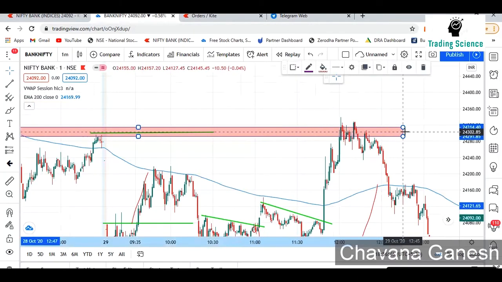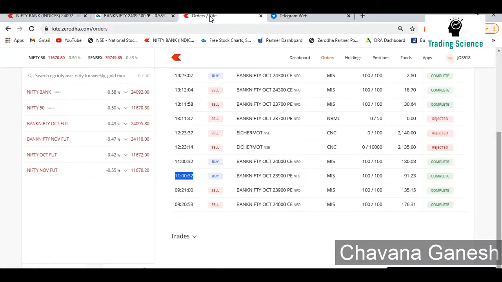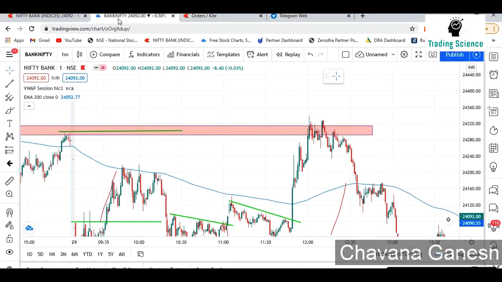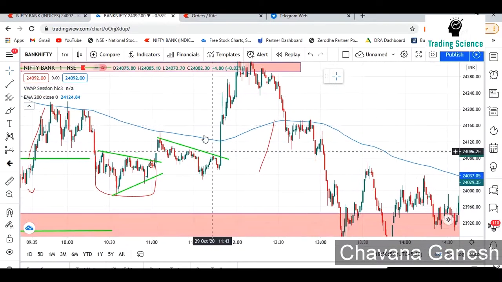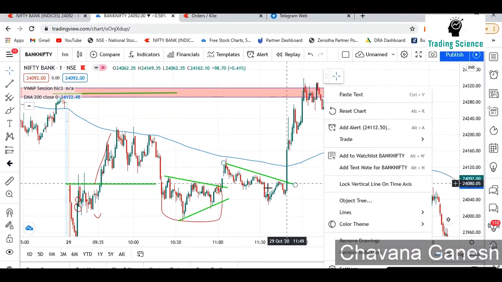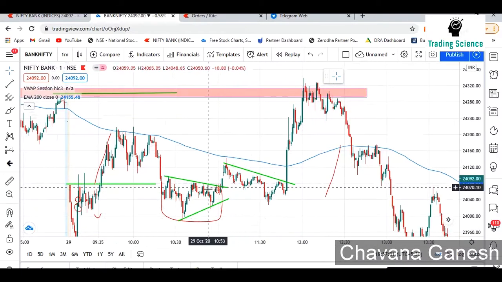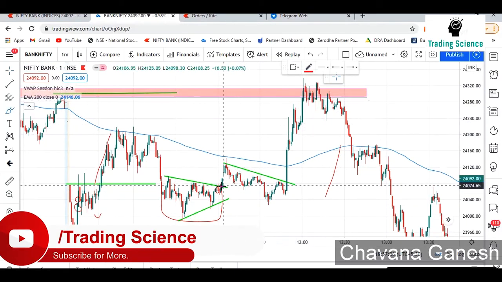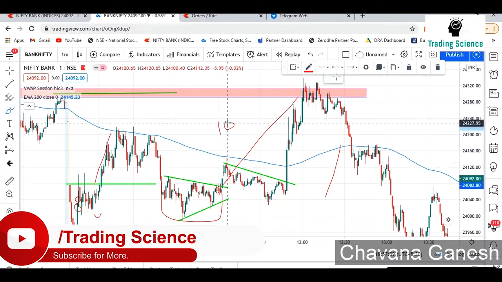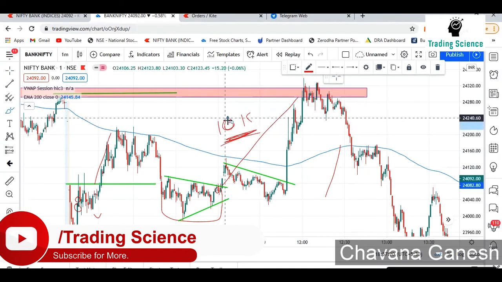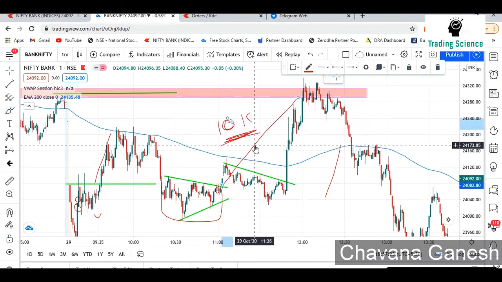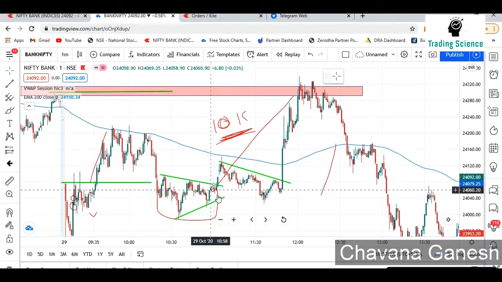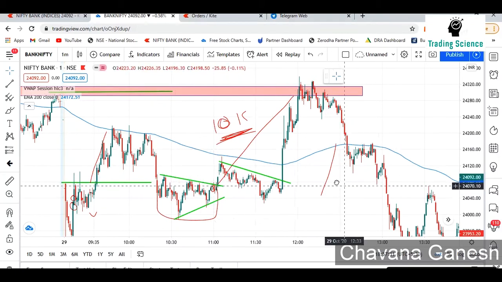After reaching these levels, at the next trade I took, at exactly 13:11, you can see 13:11. If I was still holding my positions from here to here, I might be in a loss of more than 10k. This is not a good RR ratio as per my RR ratio. That's why I exited, seeing this consolidation, and I waited for one more opportunity.